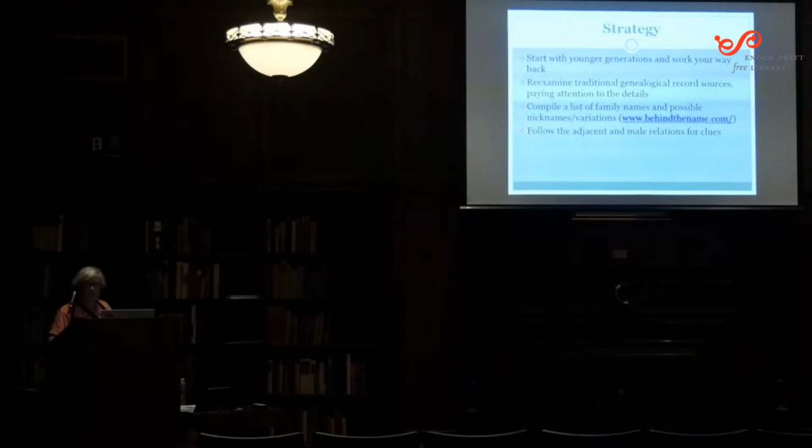So the strategy is to start with the younger generations and work your way back. Unless you're lucky and you had somebody who actually kept files, left Bible records, or some kind of communication, letters, or even property listings, wills that gave more in-depth information. So you need to re-examine your traditional genealogical record sources and pay attention to the details. Compile a list of family names and possible nicknames and variations. In this case also, with the names and the variations in spellings, you want to think about nicknames, of course, and not just immediate family names, perhaps in-laws. That can often add to it.